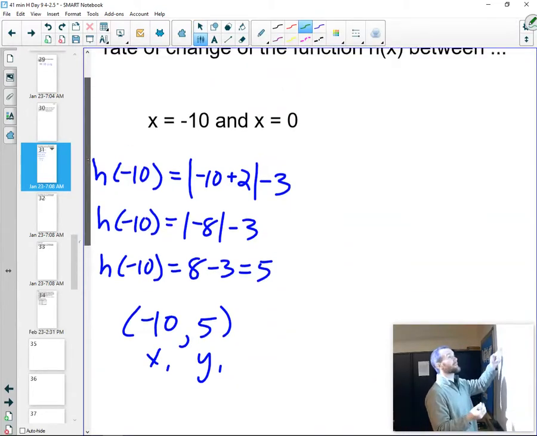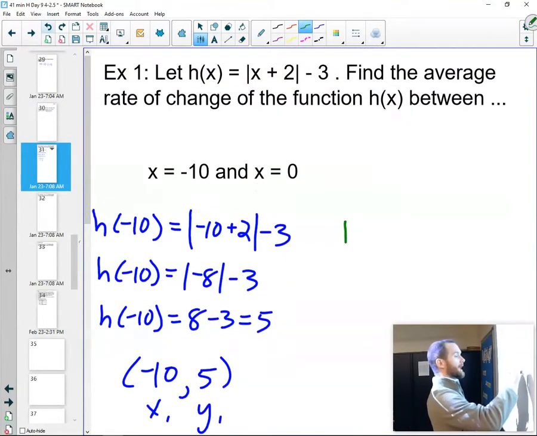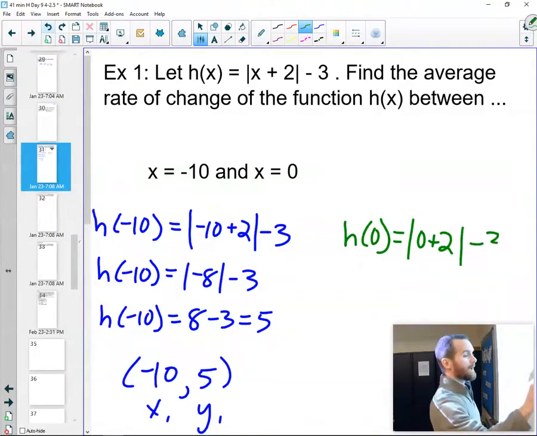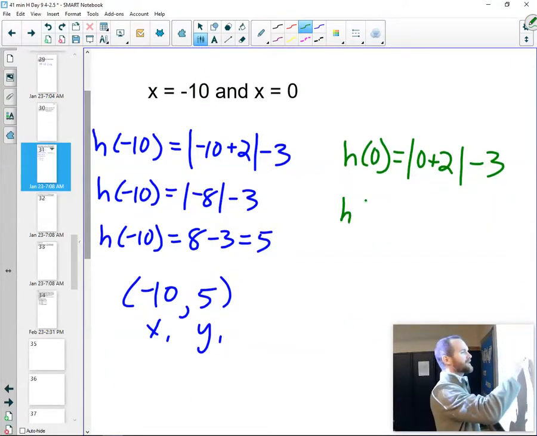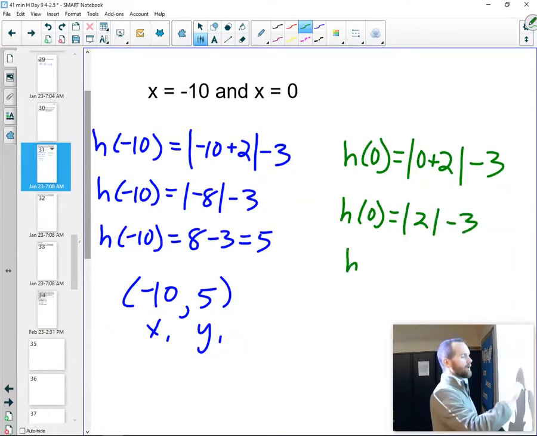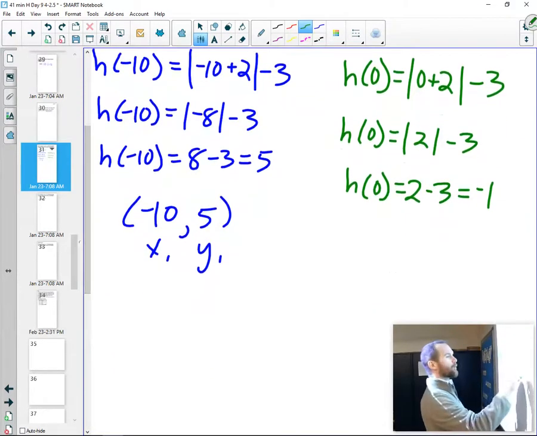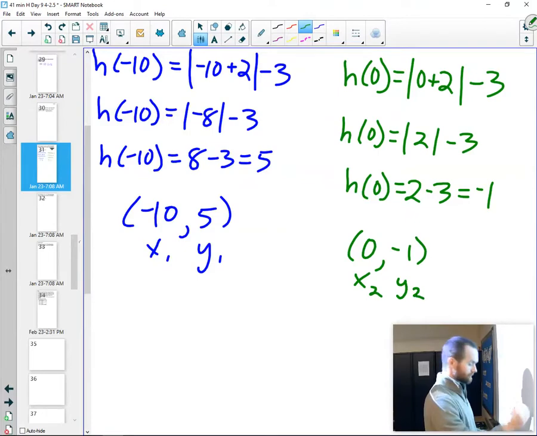Now we're going to do the same exact thing with x equals 0 to find our ending point. So it's going to be h of 0 equals the absolute value of 0 plus 2 minus 3. If you can skip some of these steps on your own, that's a good thing. I'm just showing all my work. So we get h of 0 equals the absolute value of 2 minus 3, which we know the absolute value of 2 is just 2. Take away 3, and we get negative 1, which means our ending point, our second ordered pair, had an x value of 0 and a y value of negative 1. So that's our x2 and y2.